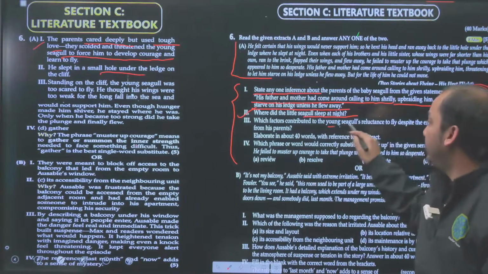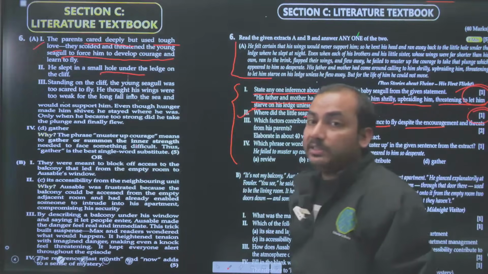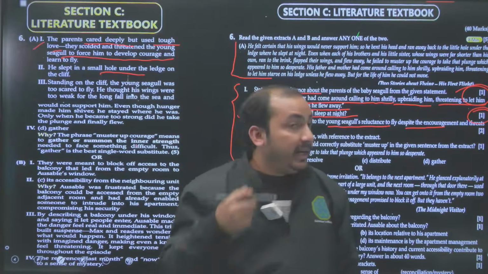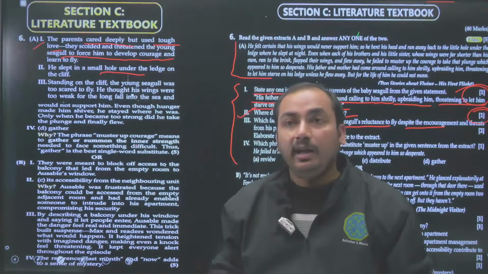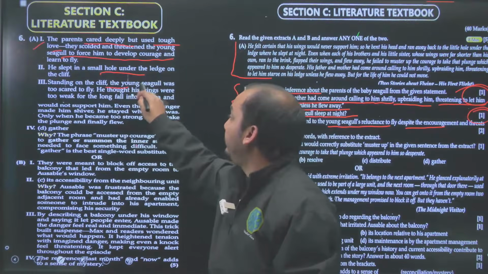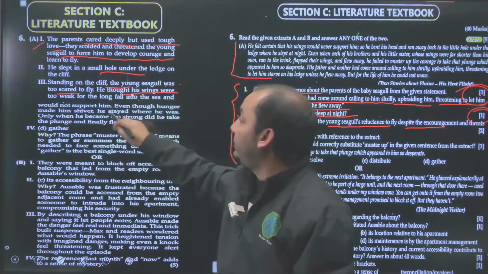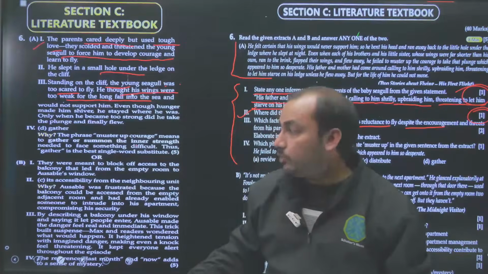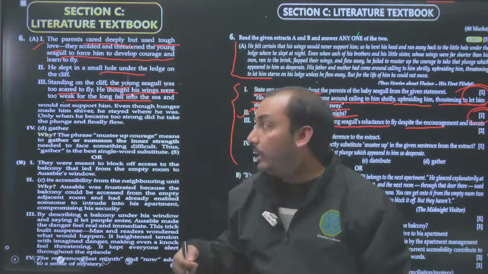You can see: which factors contributed to the young seagull's reluctance to fly despite the encouragements and threats from his parents? It means this question is asking that after the upbraiding from his parents, he didn't have the courage to fly. Why? Because he thought that his wings would not support him. So this was the reason. Standing on the cliff, the young seagull was too scared. The first thing is that he was too scared, and the second thing, his wings were too weak for the long fall into the sea. So these two reasons were there. That's why, after being disappointed by his own parents, he didn't try to fly.